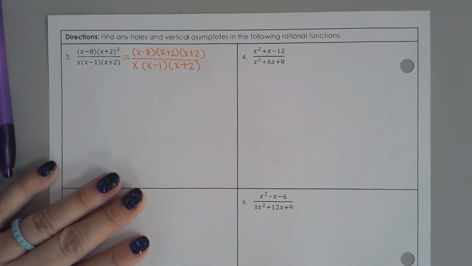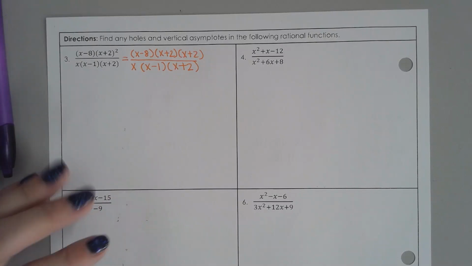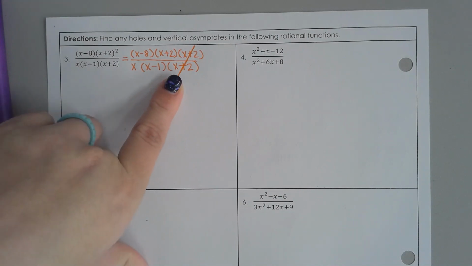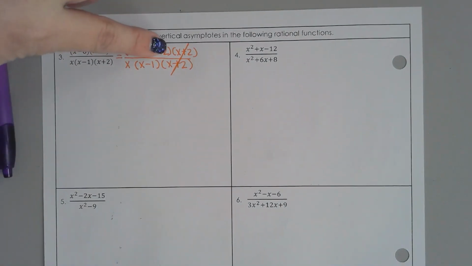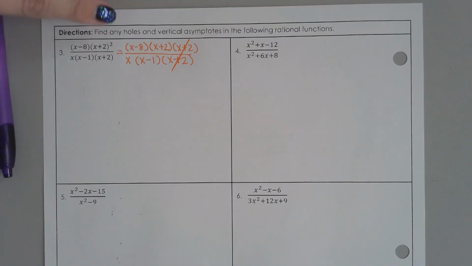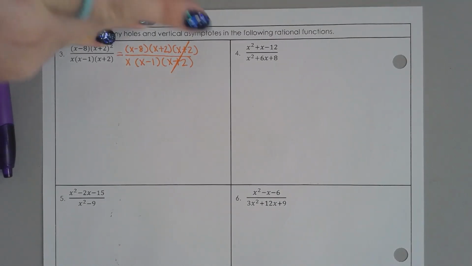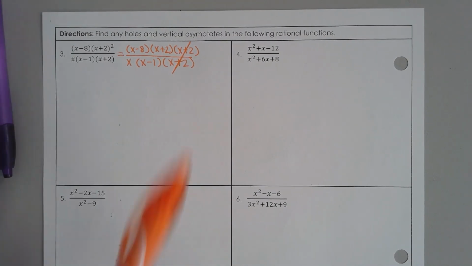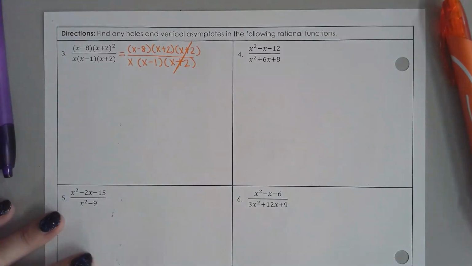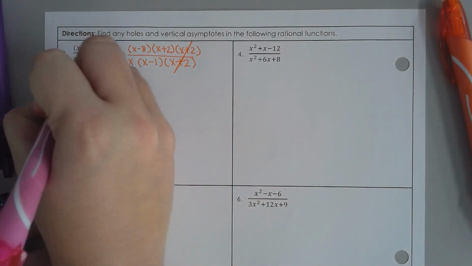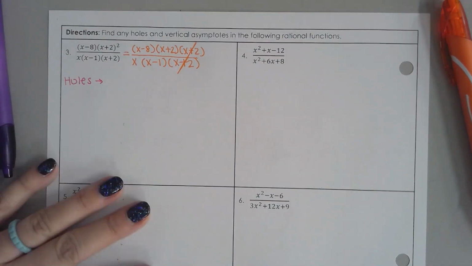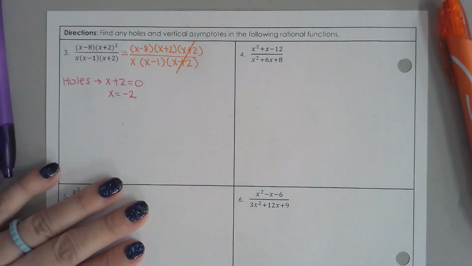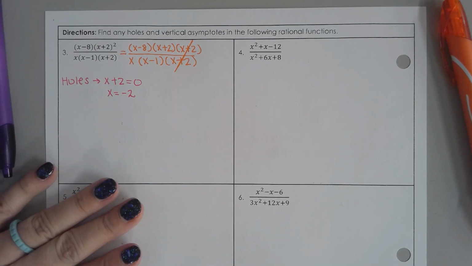The reason that I wanted to write it out that way is because when I cancel an x plus 2, it only cancels with one of them. There's still another x plus 2 left in the numerator. So when you see that squared, that is something that you need to think about. So I only canceled out one thing. So my hole is at x equals -2.